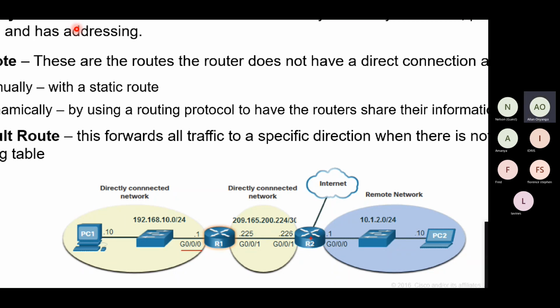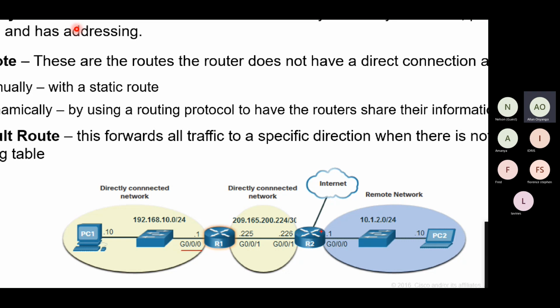R2 also has directly connected networks. How many directly connected networks can someone see in R2? Let me get that answer from you guys. How many directly connected networks does R2 have? Someone? Two. Very good. Did you say 2? Look at R2 well. It should be 3, not 2, really.